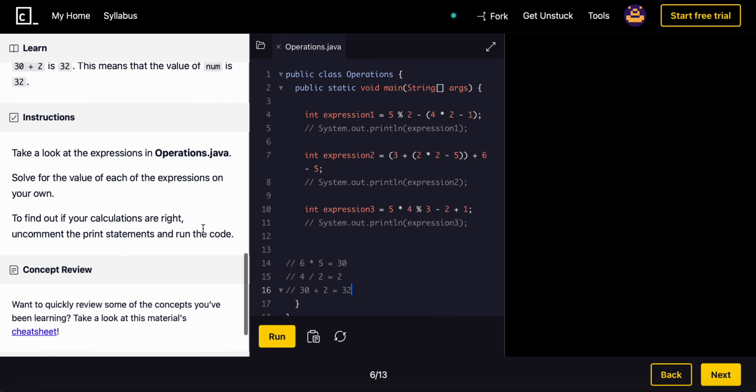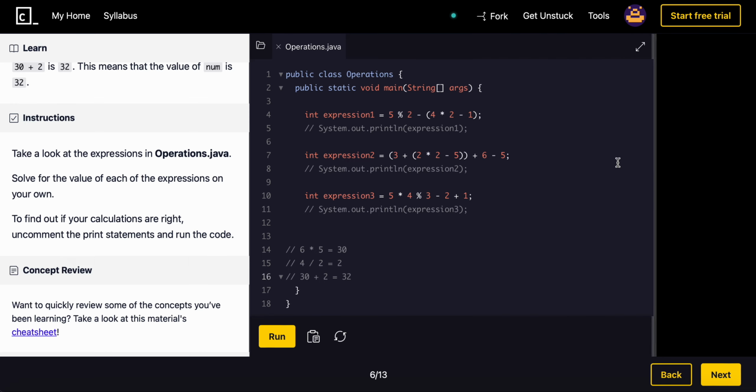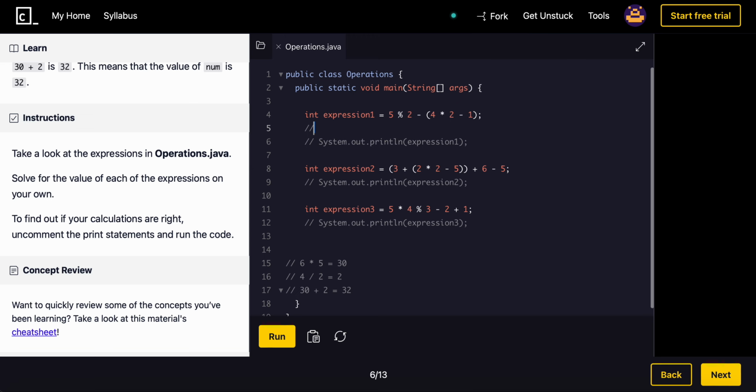Now, we don't really have a practice problem that we can test and run, but we're going to go ahead and play around with these 3 real quick, and then we'll check our answers after. How's that? Take a look at the expressions in operations.java. Solve for each value of the expressions on your own to find out if your calculations are right, uncomment, print, and then run the code. All right, so let's do this. For this, what do you guys think it should be?